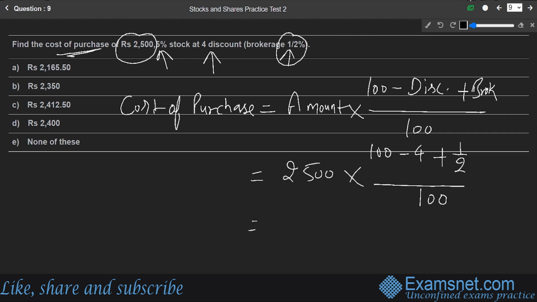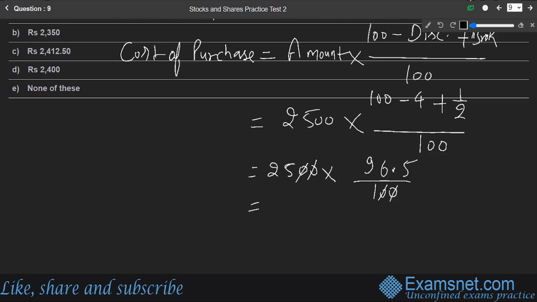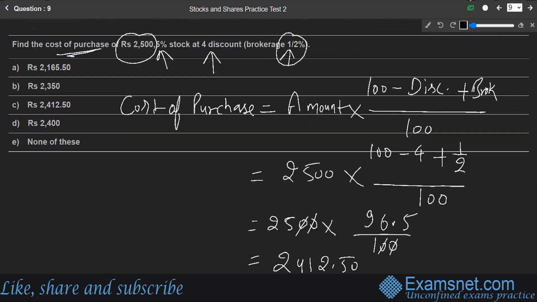So this is what we're going to apply. 2,500 multiplied by 100 minus 4, that is 96, plus half is 96 and a half. So we can write down here 96.5 divided by 100. You can cut down the zeros. So clearly we need to perform 25 into 96.5. If we perform that, that comes out to be 2412.50. That is the actual cost of purchase. Let us see where it is available. It is available clearly in option number C. So that becomes the right answer from there.